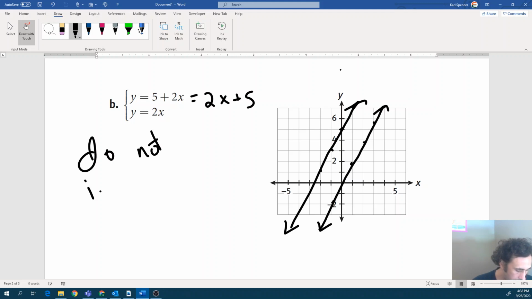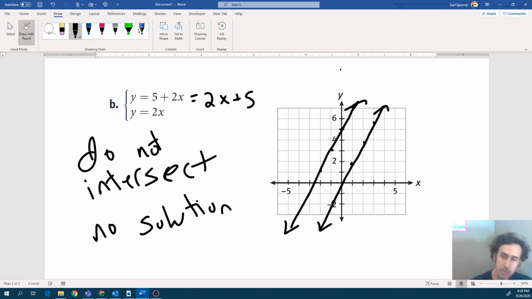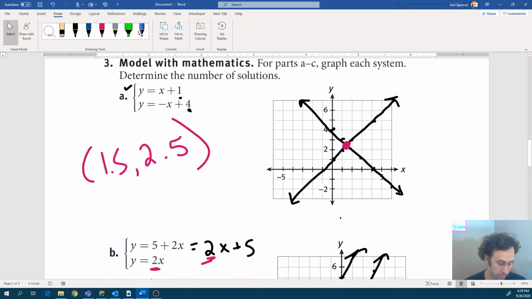And if you're looking at it, maybe you can see why they do not intersect. So there is this problem. There's no solution. And maybe you could have determined that before you graphed it. The way you would have seen that is both of these equations have the same exact slope. These two lines are parallel. So parallel lines won't have any intersections. Therefore, there could be no solutions.